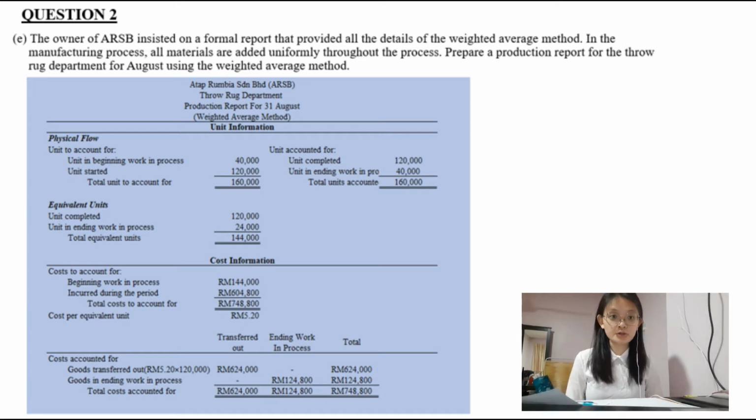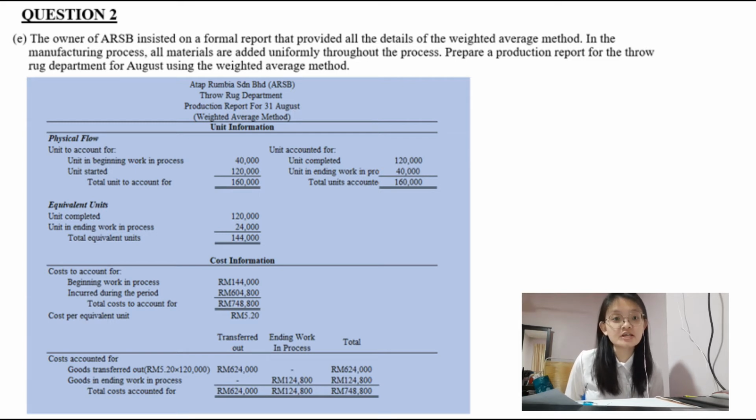Okay, for our question 2E, we need to prepare a production report for 31 August with the weighted average method. And inside the production report, we will have two parts: the first part is the unit information, and the second part is the cost information. And inside the unit information, we will have physical flow and the equivalent units.